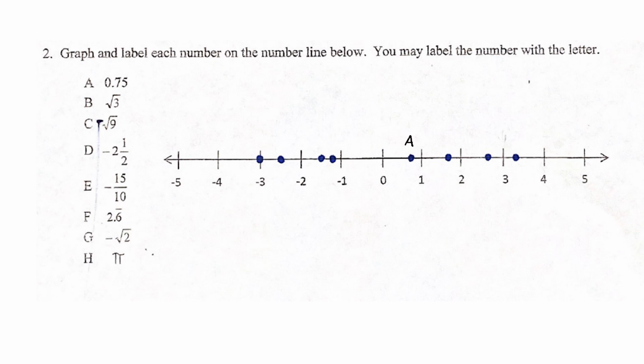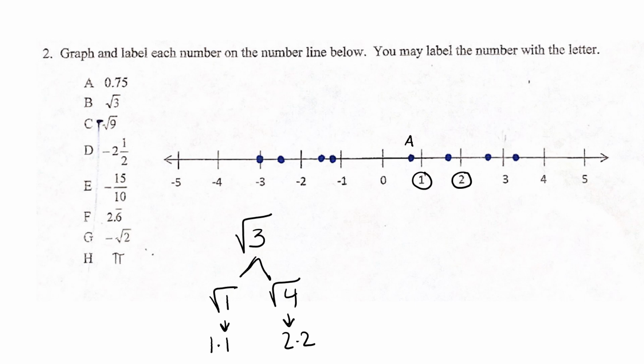Now for the second one, we have the square root of 3. We cannot solve the square root of 3, so we're going to split it apart into what we can solve. We can solve the square root of 1, which is 1 times 1. And we can solve the square root of 4, which is 2 times 2. The square root of 3 is in the middle of that. So we want our answer to be between 1 and 2. The only point that is between 1 and 2 is this point here, and we will label that with the letter B.